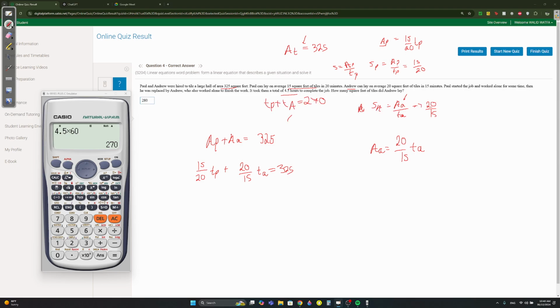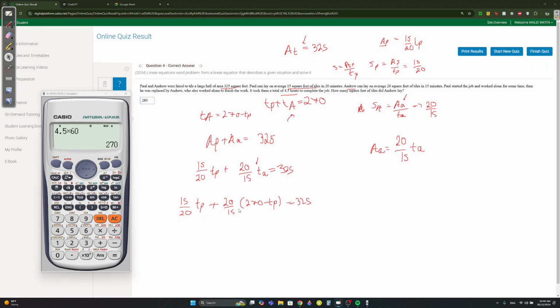Can I find an expression for the time? Yes, I can. If you take, let's say, TP to the other side, you're going to get time of Andrew is 270 minus TP. So you're going to go back here, time of Andrew, substitute 270 minus TP. So 15 over 20 TP plus 20 over 15 time of Andrew, which is 270 minus TP, equals 325. And this is just a system of equations.